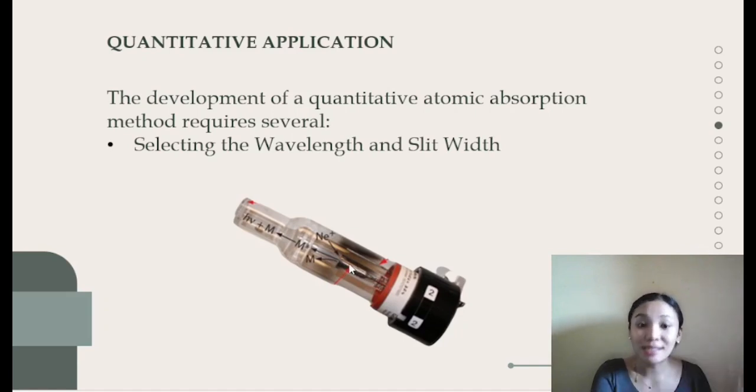We are going to assess under these elements, and we are going to use this cathode hollow lamp. So if there is an interaction between the negative ions and the positive ions, then a sputtering occurs, and this is what we assess. So we're going to assess the wavelength and the slit of that sputtering process.